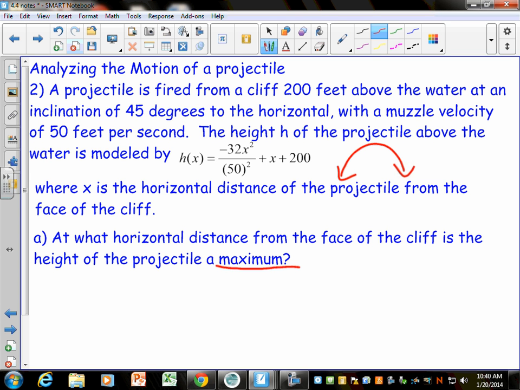Find the vertex. I don't know about you, but I don't want to complete the square on this one. This is definitely where the negative b over 2a is going to come in handy.